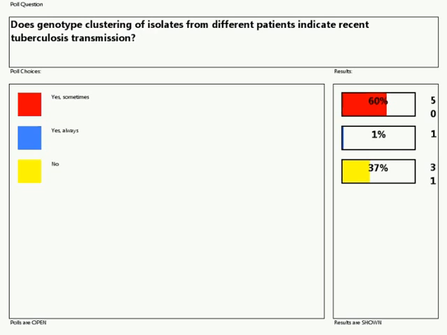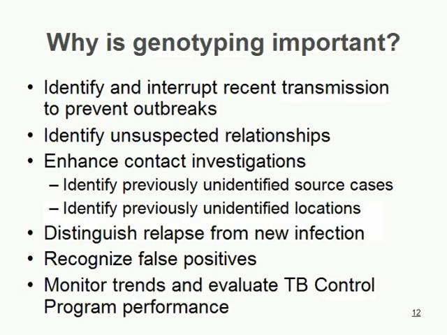Why is genotyping so important to us? Genotyping helps us in a number of ways in our local programs. One is to identify and interrupt recent transmission to prevent outbreaks, or to slow down outbreaks or stop outbreaks earlier than they would have stopped if they'd been allowed to continue without intervention.